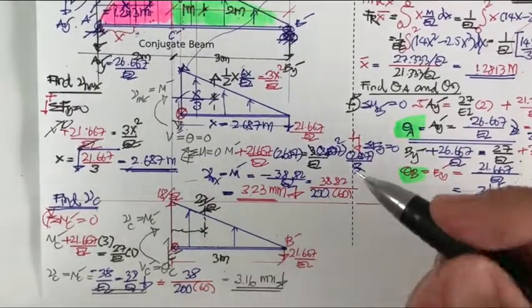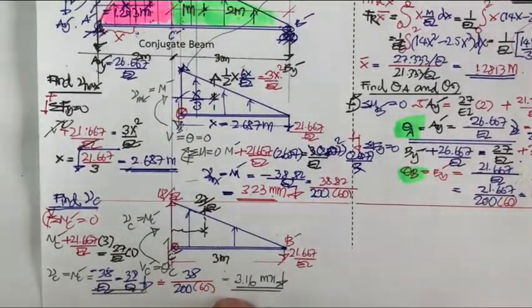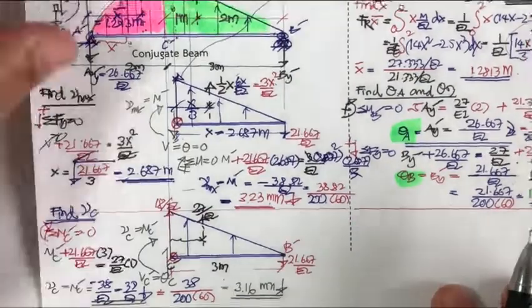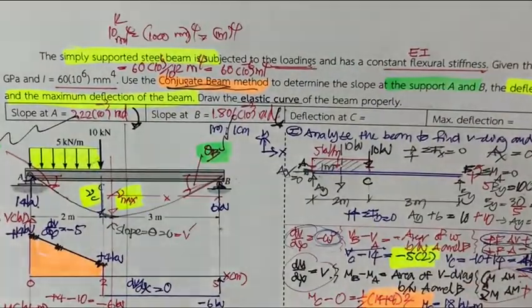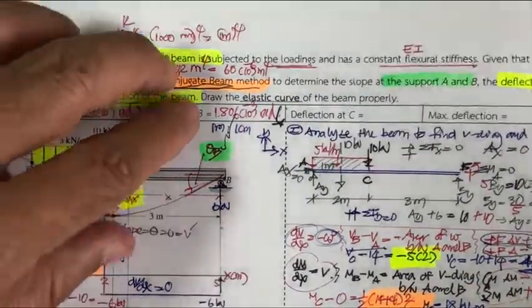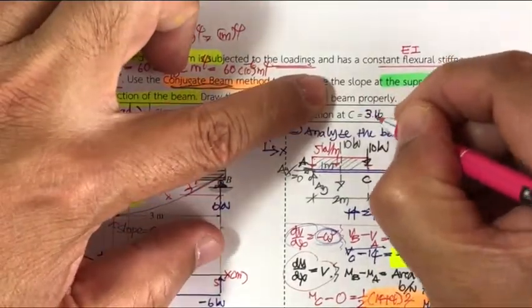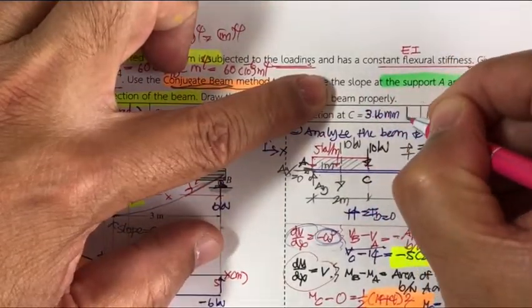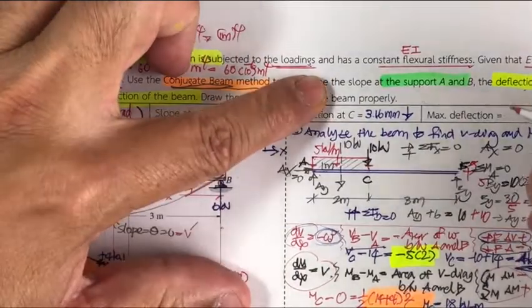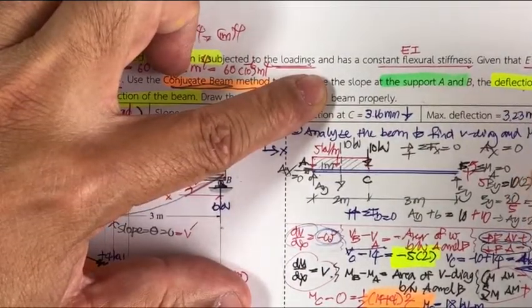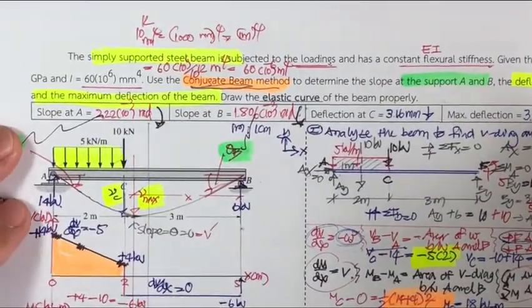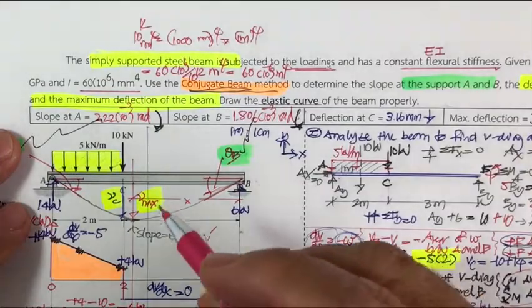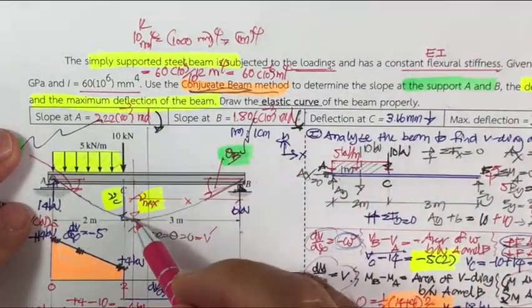So it's very close, okay, 3.23 and 3.16. Now, you can put this one back here. The slope at C, you got it for 3.16 millimeter downward. Maximum you get is 3.23 millimeter downward. Okay, and now let's check.